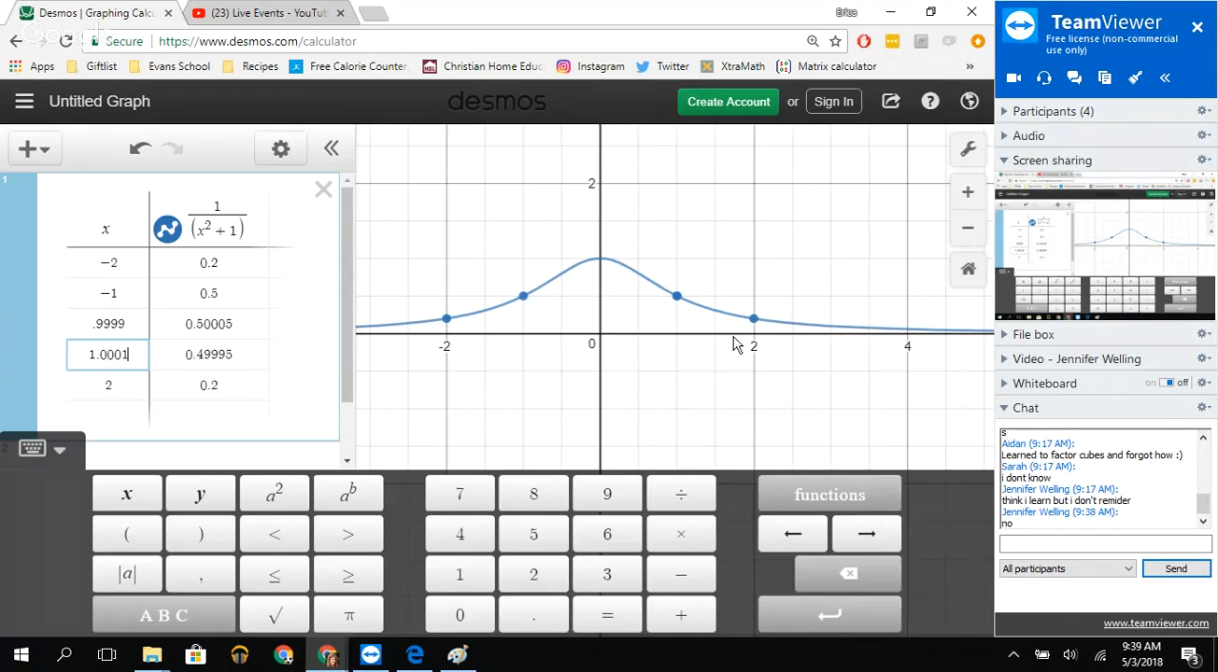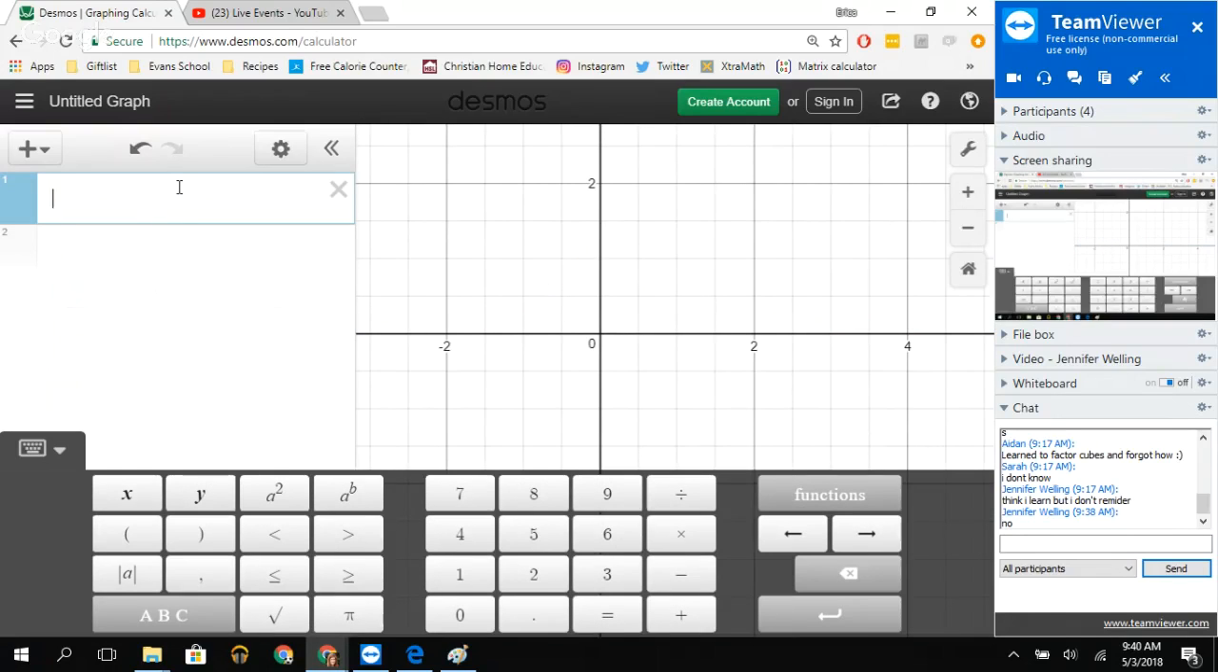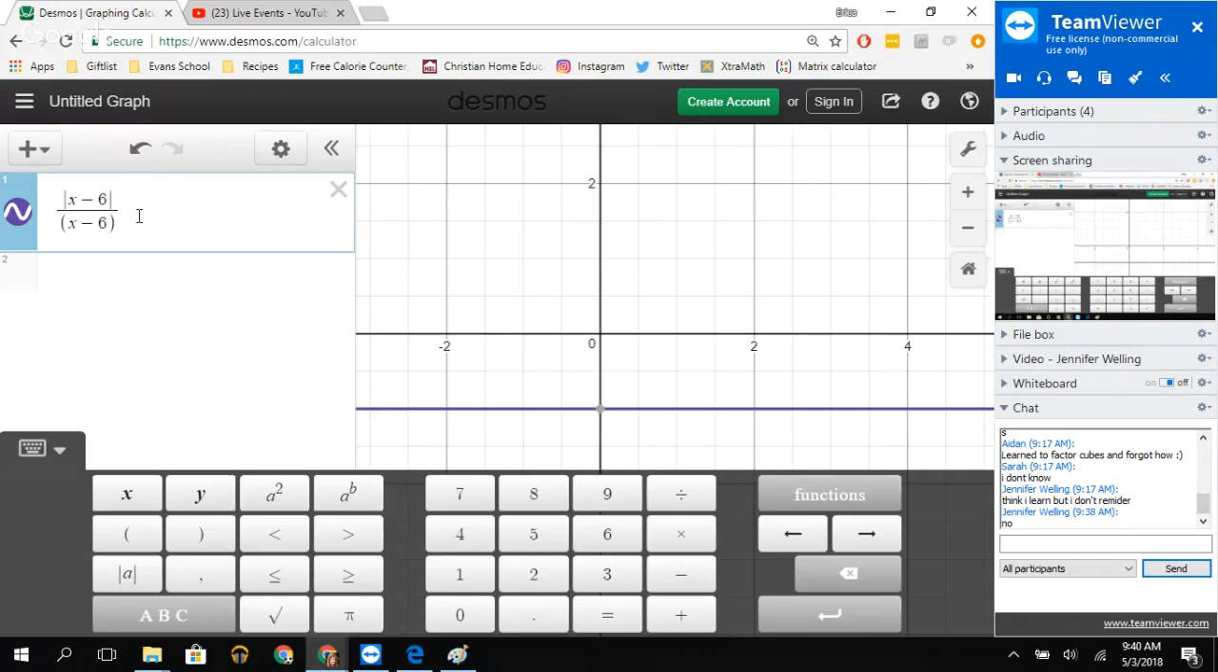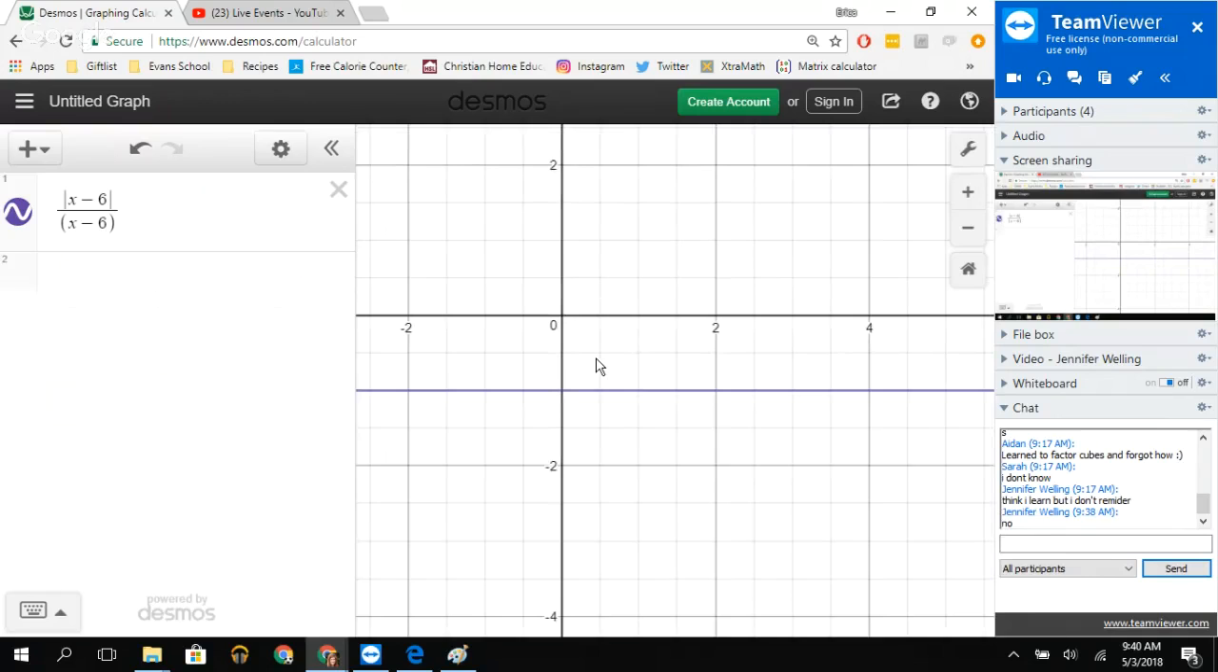Then what about number 53? We skip back a little bit. Number 53 is the limit as x approaches 6 of the absolute value of x minus 6 over x minus 6. So again, this is number 53. I have the absolute value of x minus 6 divided by x minus 6. And I want to know what is the limit as x approaches 6.